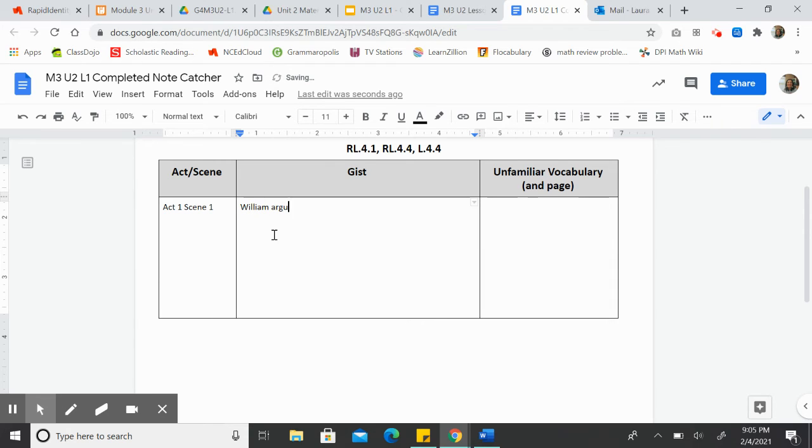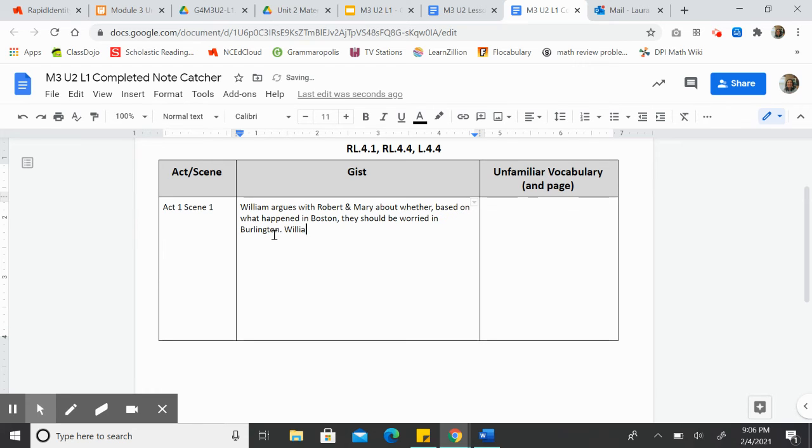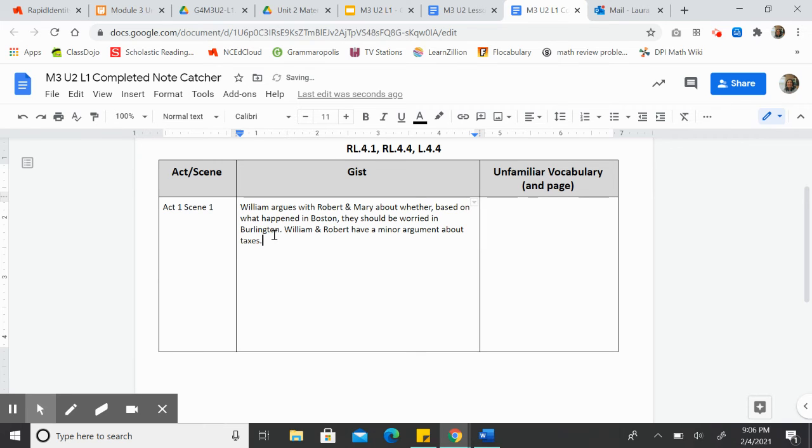William argues with Robert and Mary about whether, based on what happened in Boston, they should be worried in Burlington. William and Robert have a minor argument about taxes. Okay. And then we're going to record some unfamiliar vocabulary words.